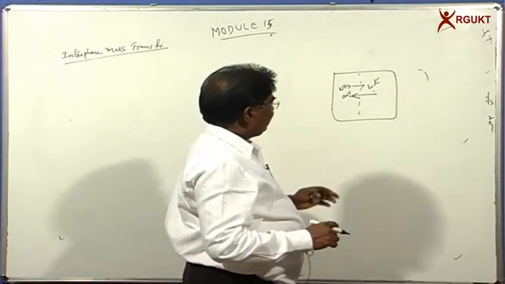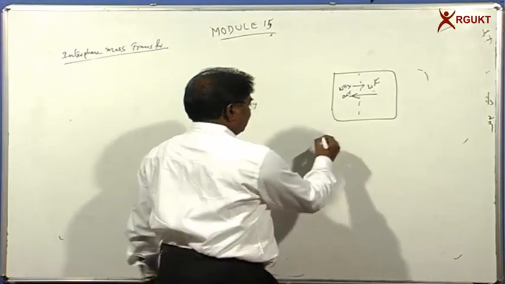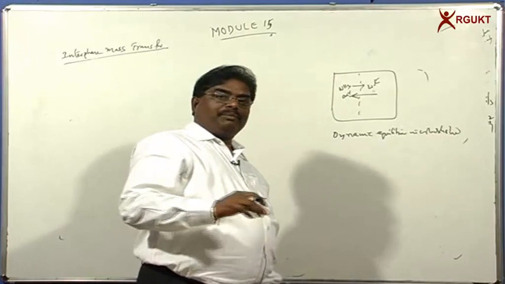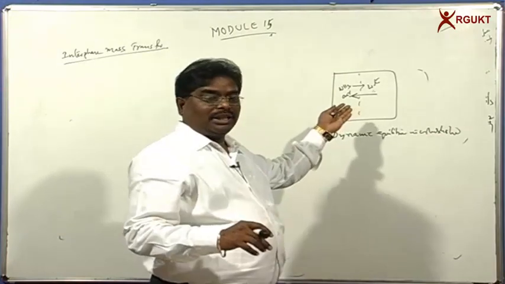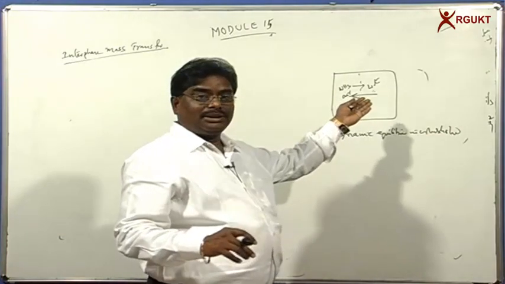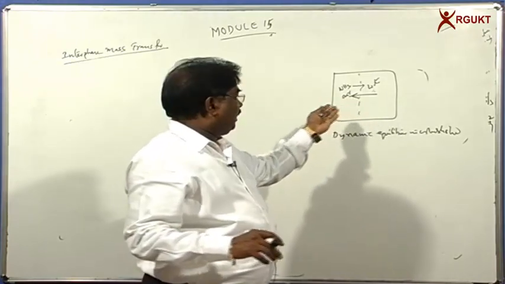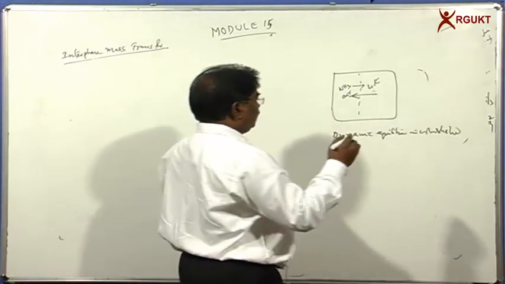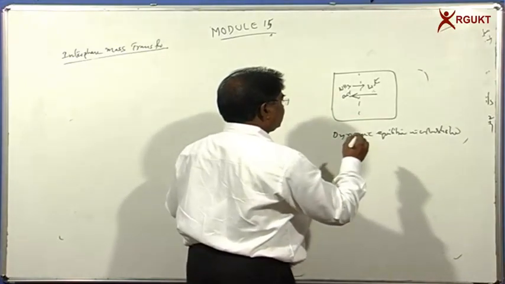So ultimately what will happen? A dynamic equilibrium is established. So when you see macroscopically, there may not be any changes in the concentration of ammonia in the air phase or the concentration of ammonia in the water layer. But the thing is, still the transfer is taking place. Microscopically, still the transfer is taking place.